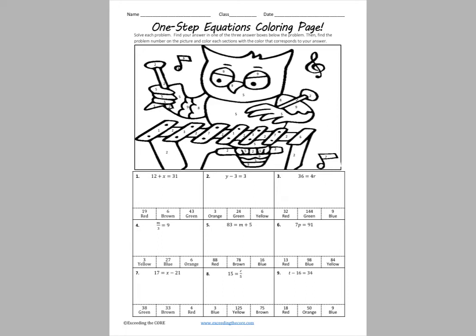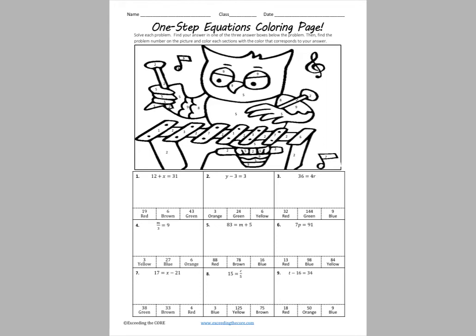So if we look at this, it says solve each problem, find your answer in one of the 3 answer boxes below the problem, then find the number on the picture and color each section with the number that corresponds with your answer. So there's going to be multiple sections that you're going to be coloring in those specific colors. Make sure you find all of the answers because there's multiple answers, okay? And there's multiple parts that have the same answer, so you're going to color those in all the same color.